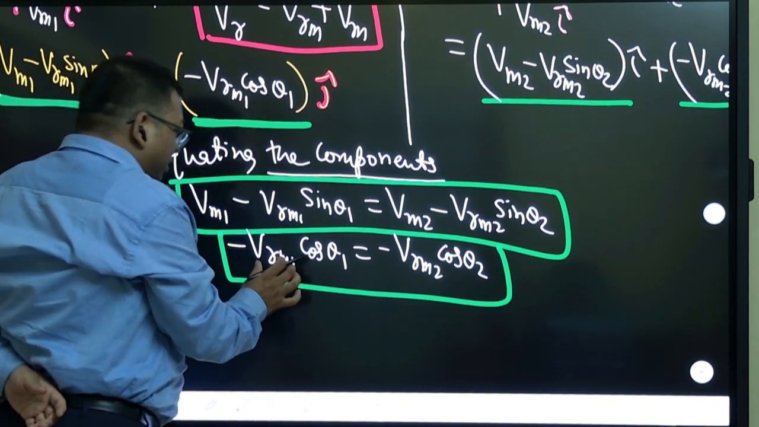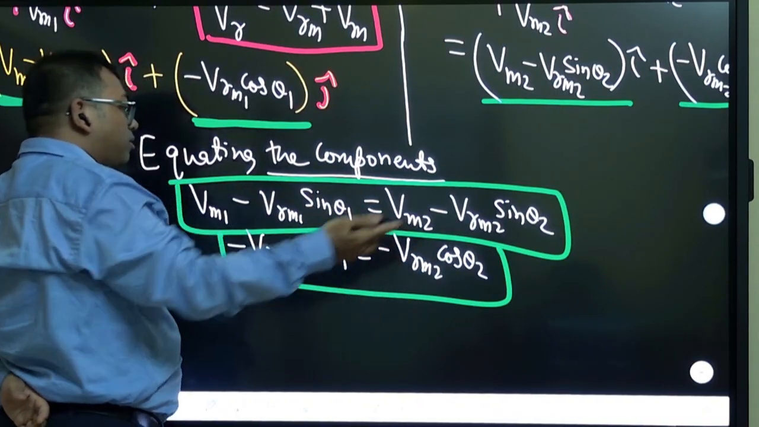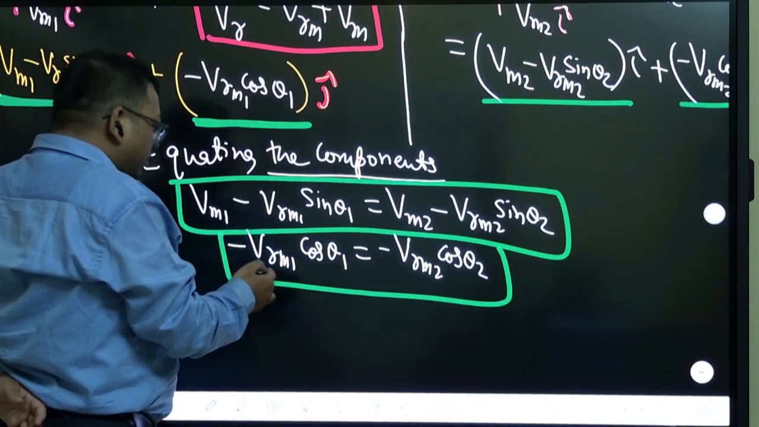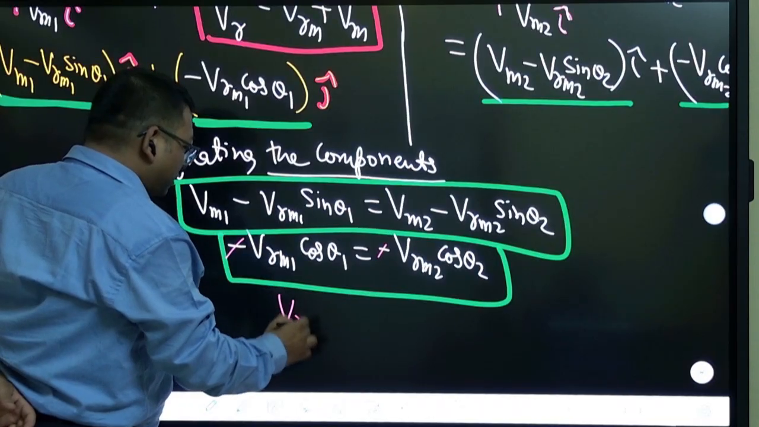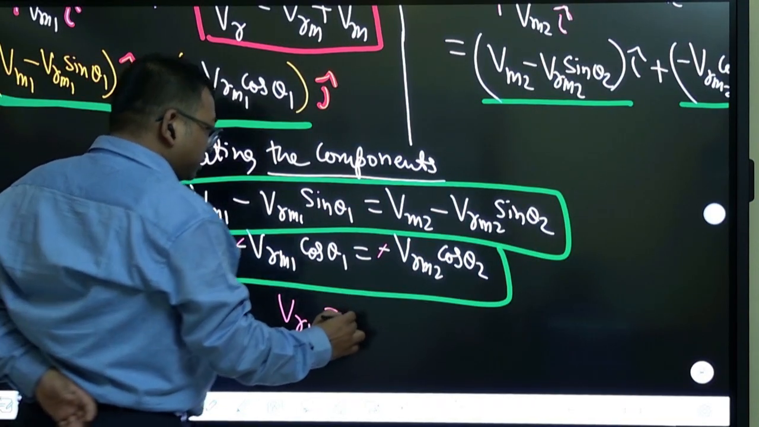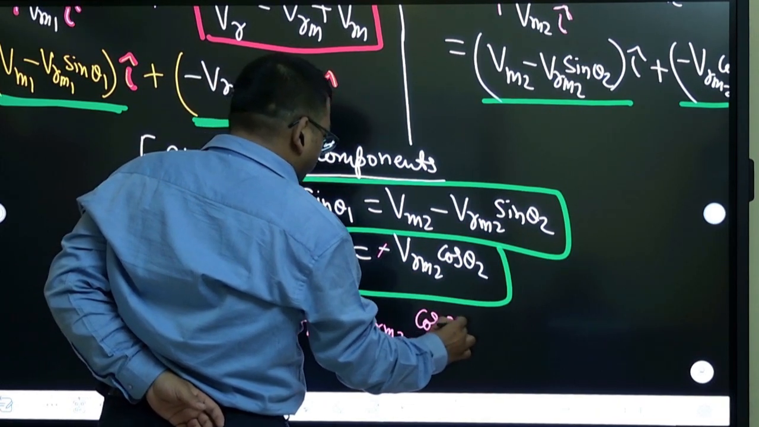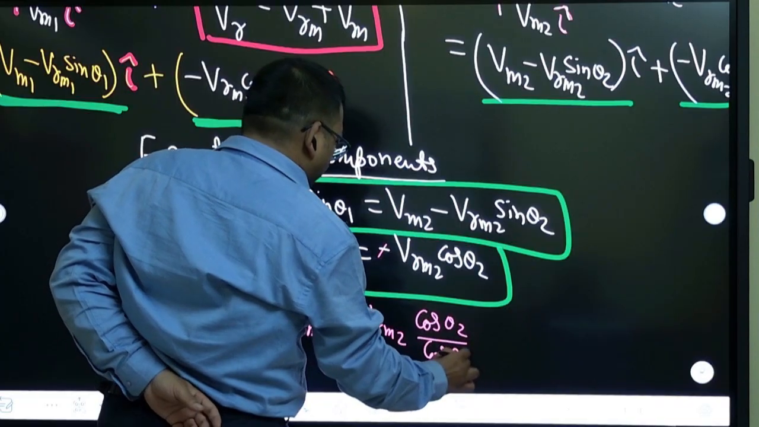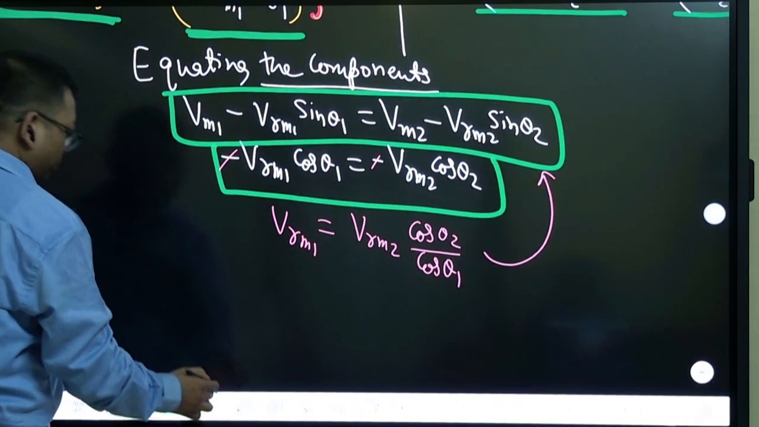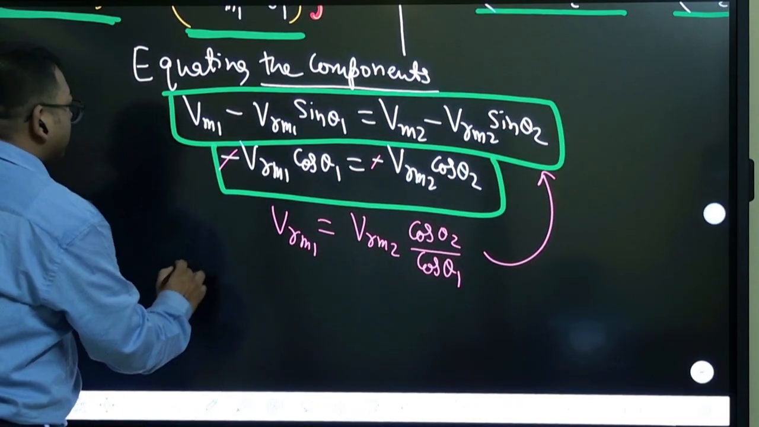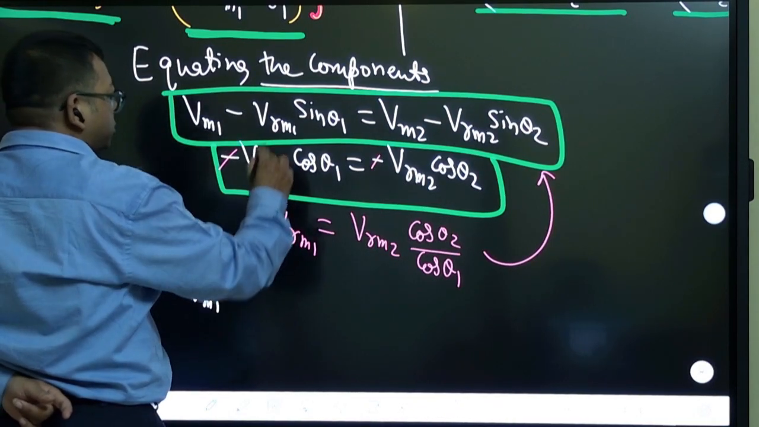Can we write Vrm1 in terms of Vrm2, substitute and solve? That's all you have to do. So from this equation, cancel minus minus, and let us take Vrm1 as Vrm2 into cos theta 2 by cos theta 1, and substitute back in the first equation. Substitute it. What do you get now?